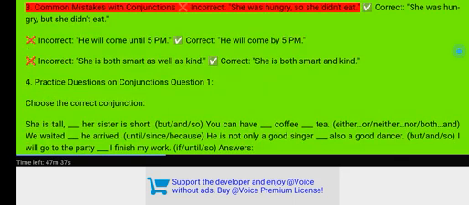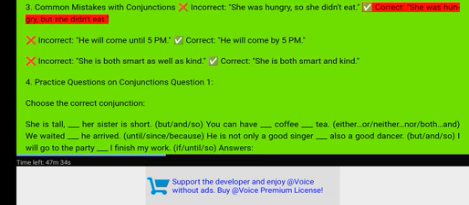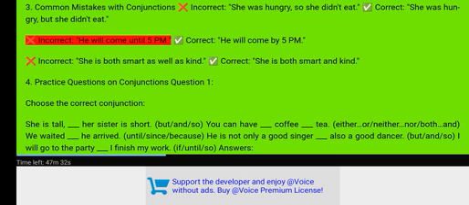3. Common mistakes with conjunctions. Incorrect: She was hungry, so she didn't eat. Correct: She was hungry, but she didn't eat. Incorrect: He will come until 5 p.m. Correct: He will come by 5 p.m.